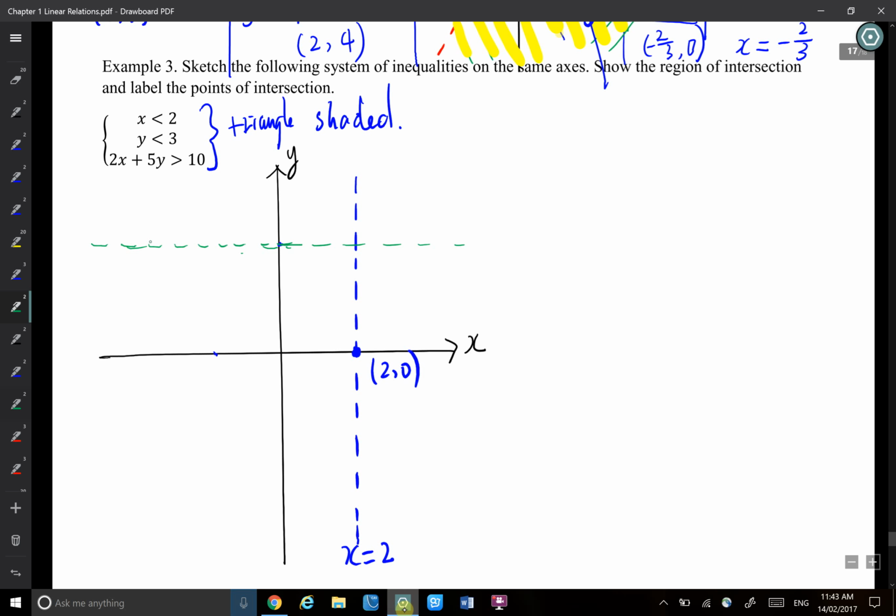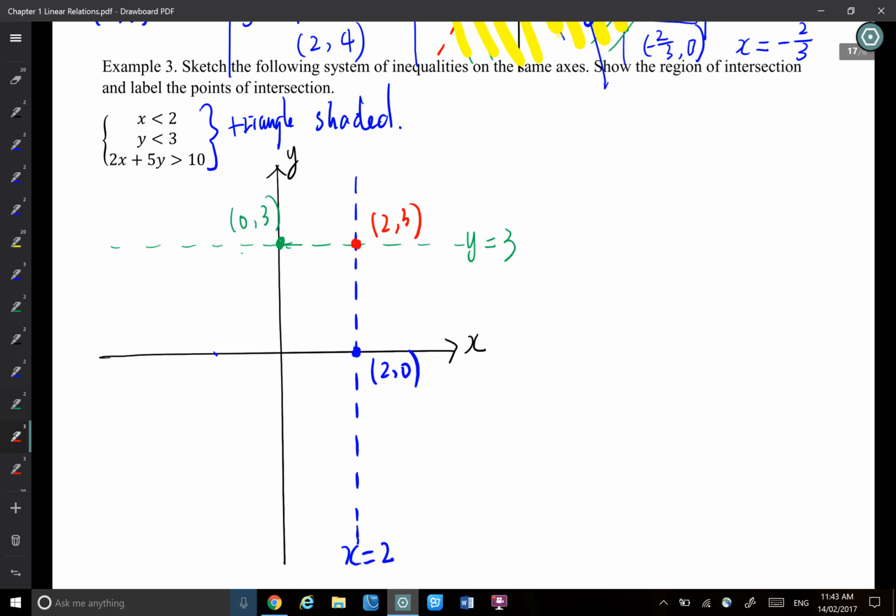Yeah, that's y smaller than 3. Y equals 3, and then I can see the intercepts here, which will be 0, 3, and I can see a point of intersection here. That should be the point of intersection. What coordinates should that be? 2, 3, because they are straight lines, vertical and horizontal. 2, 3 should be the point of intersection. Okay, you always need to label the point of intersection.